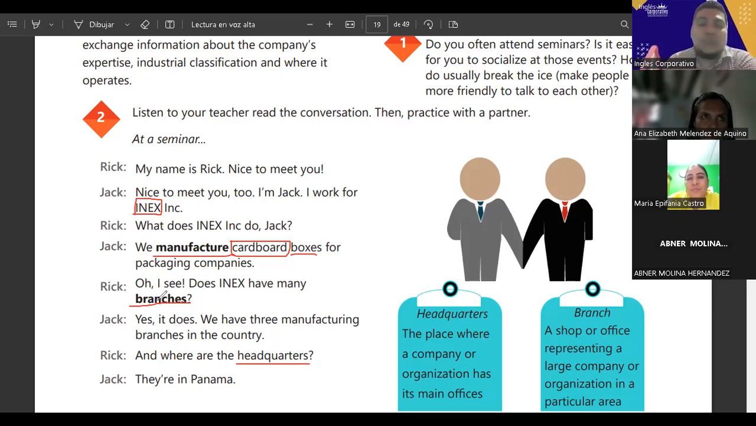What do I mean by intonation? Remember, when you listen to someone speaking English, there is a melody that you can follow. For example, my name is Rick. Nice to meet you. Nice to meet you too. I'm Jack. I work for INEX Inc. Maria, I want you to repeat the first one. My name is Rick. Nice to meet you. Excellent. Super different, right? That was actually very good. Ana, let's do this one. The same sentence. My name is Rick. Nice to meet you.